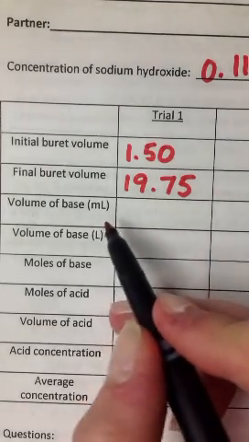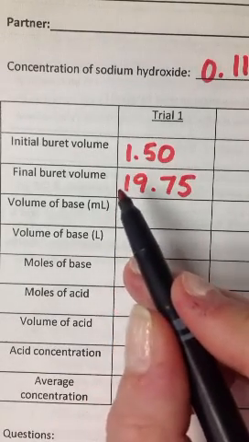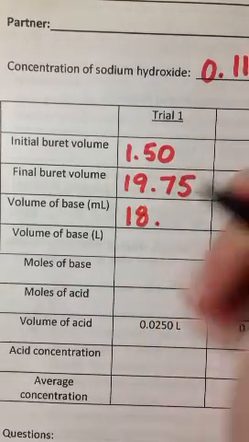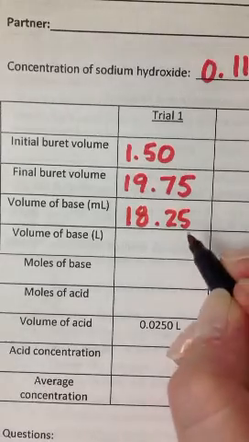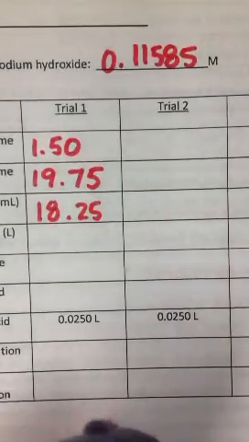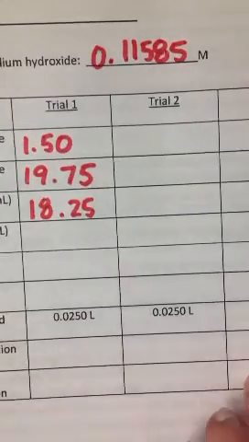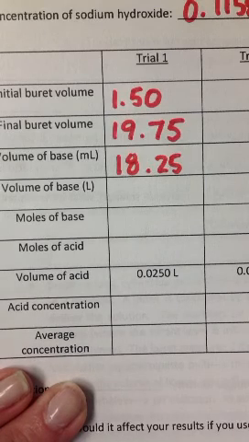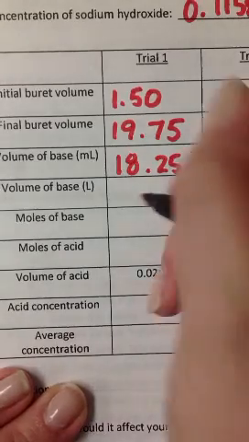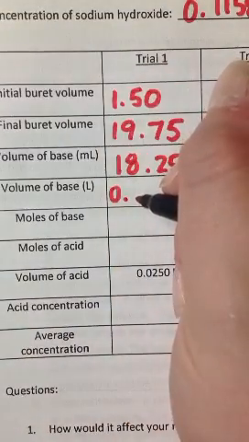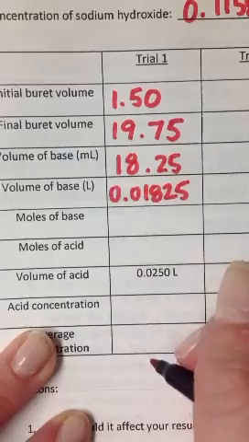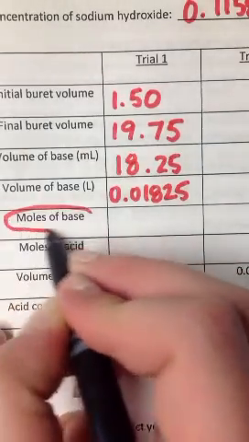So in order to find the milliliters, the volume of the base that I have, I'm going to take my final burette and subtract my initial burette. And when I do that, I get 18.25 milliliters. Now, in order to change anything into liters, I have to divide by 1,000. So I'm going to take out a calculator and divide 18.25 by 1,000 to get the volume of the base. And when I do that, I get 0.01825 liters.